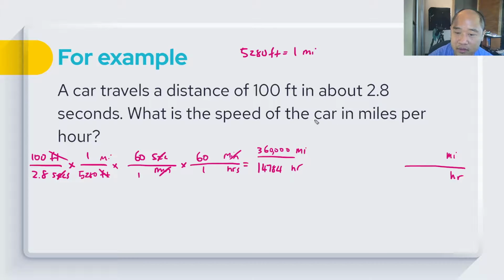But see, the question asks, what is the speed of the car in miles per hour? And this per indicates that we're talking about 1. So we need to then multiply this by 14. Oh, it's done it again. Why would you do that? I clearly don't want to connect the top of my 4. 14,784.